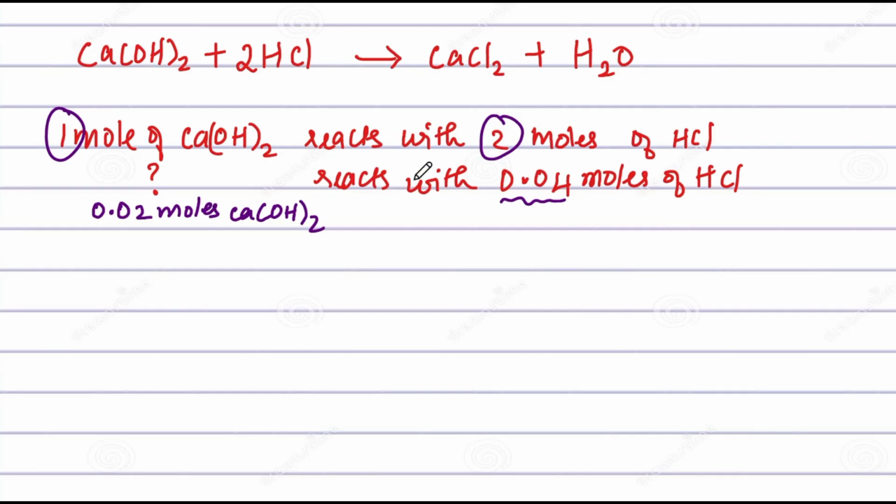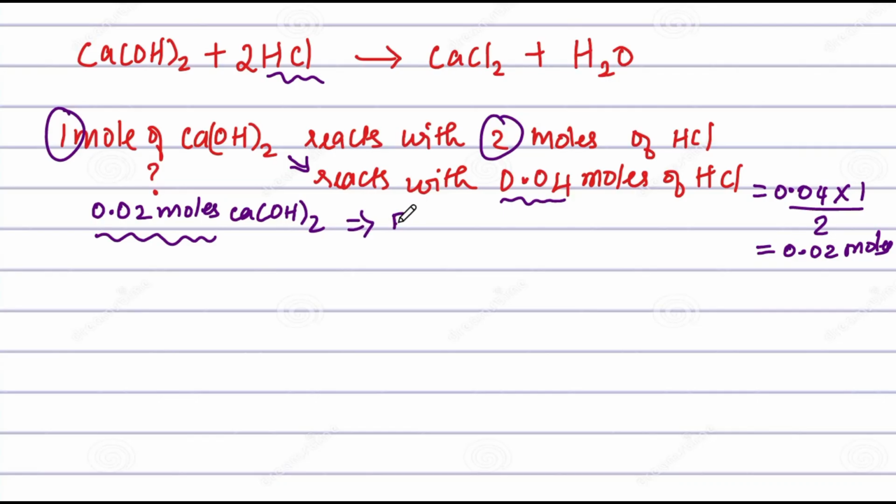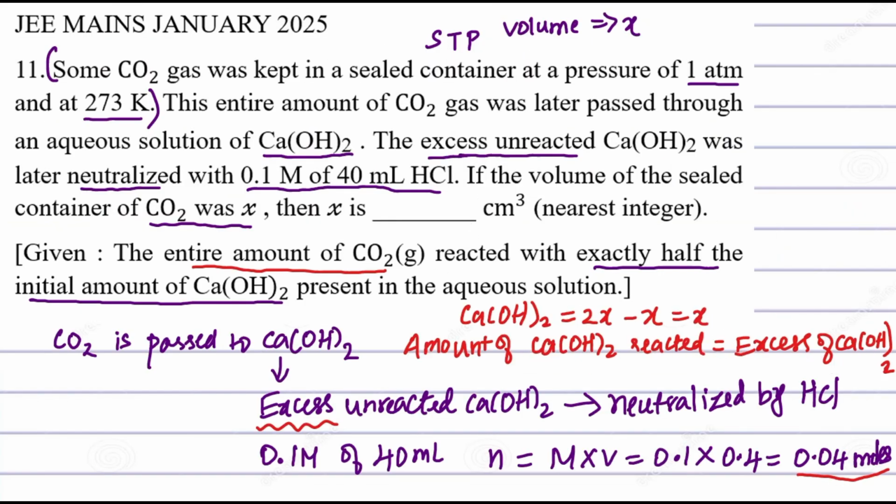So, we can see the cross multiplication also, 0.04 into 1 divided by the other number 2. So, which is obviously 0.02 moles. So, this is the number of moles of Ca(OH)2 reacted with HCl. So, this is actually the excess amount, excess of Ca(OH)2, because the excess only reacted with the HCl. Here we already wrote that amount of Ca(OH)2 reacted is equal to excess of Ca(OH)2. So, we found the excess of Ca(OH)2 as 0.02 moles. Then the amount of Ca(OH)2 reacted is also 0.02 moles.